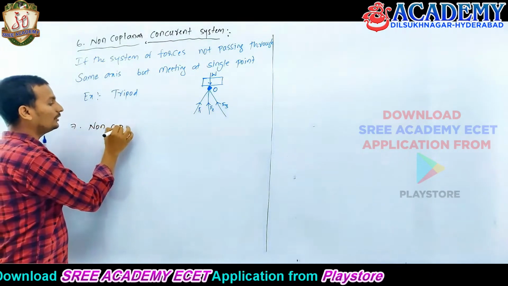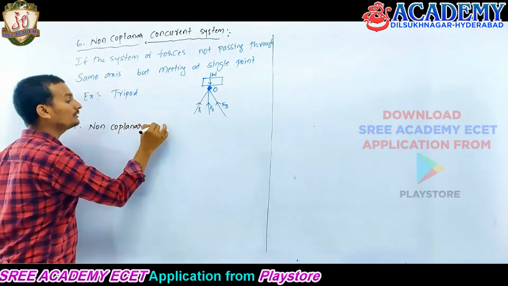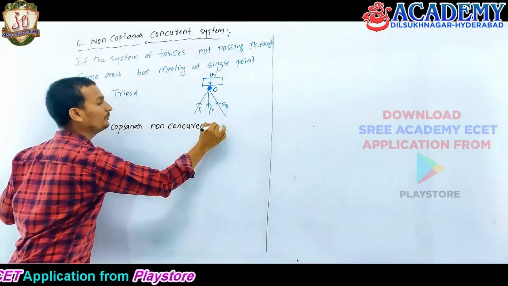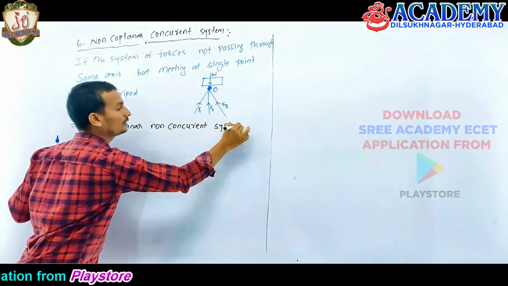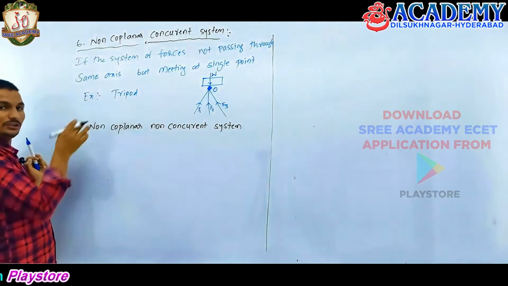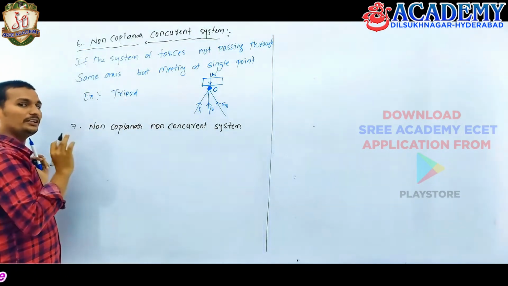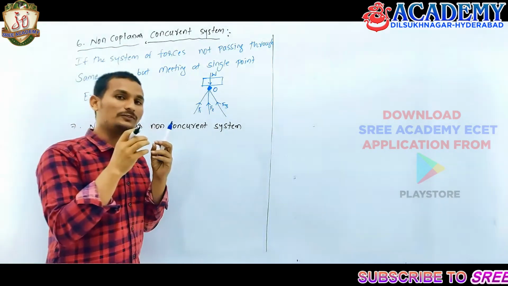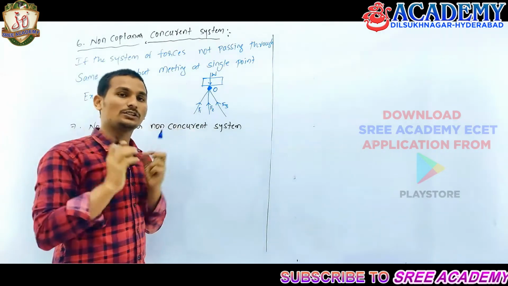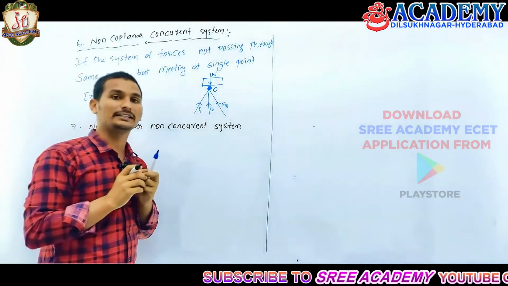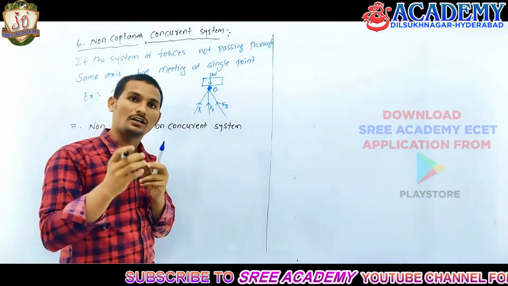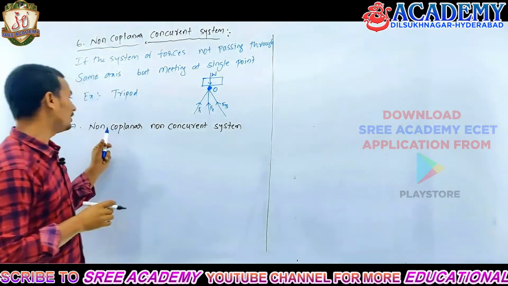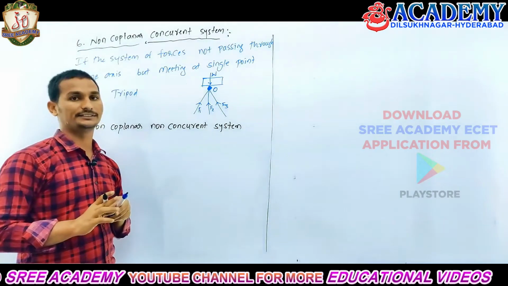And the last one, non-coplanar non-concurrent system. What do you mean by non-coplanar non-concurrent system? If you know the first two definitions, then the remaining definitions will be easy. Non-coplanar is nothing but that all the forces are not passing through the same axis. Non-concurrent is nothing but that all the forces are not meeting at a single point. That is called a non-coplanar non-concurrent system.